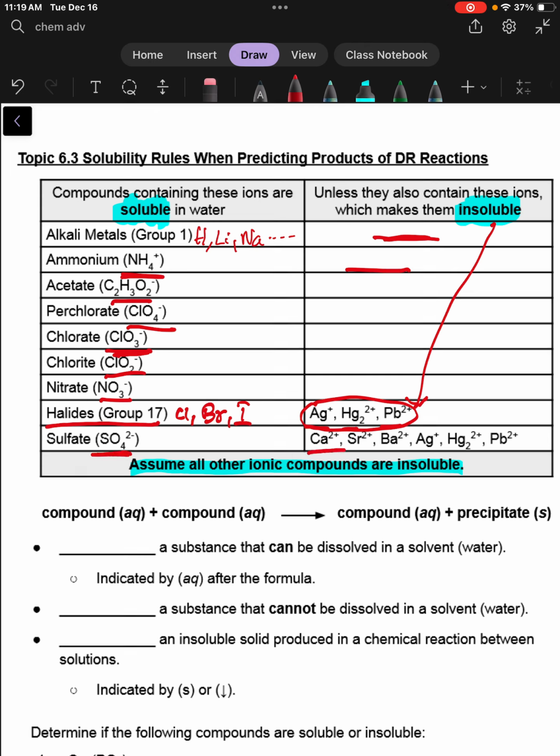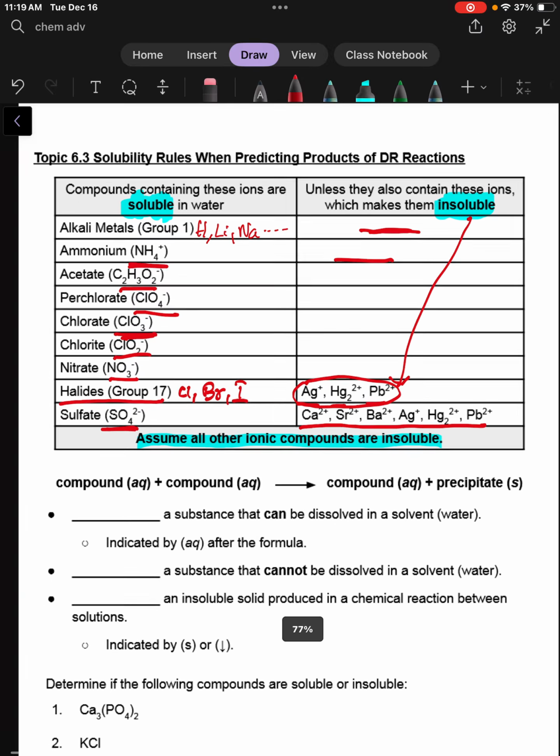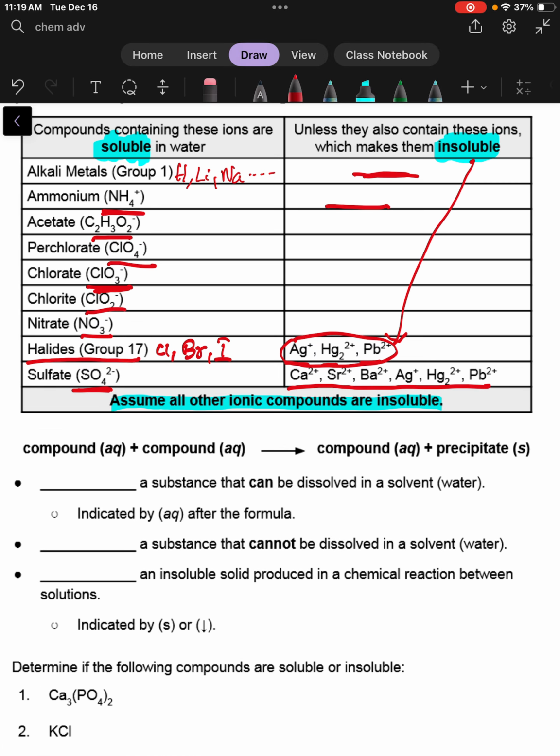Same thing for sulfate. If they are connected to any of these metals, like calcium sulfate, strontium sulfate, barium sulfate, silver sulfate, mercury sulfate, lead sulfate, they will be insoluble.